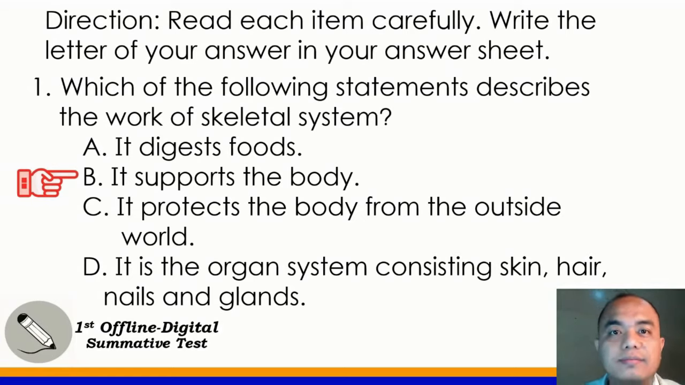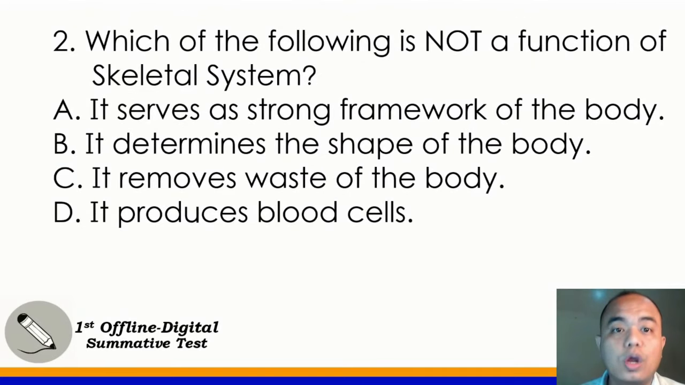Check your answers there. Number 2. Which of the following is not a function of skeletal system? A. It serves a strong framework of the body. B. It determines the shape of the body. C. It removes waste of the body. D. It produces blood cells. What's the correct answer? The answer is C. It removes waste of the body. Skeletal system does not remove waste.